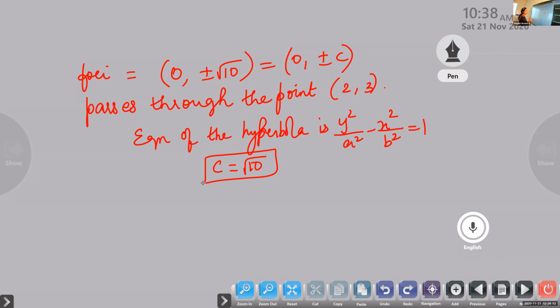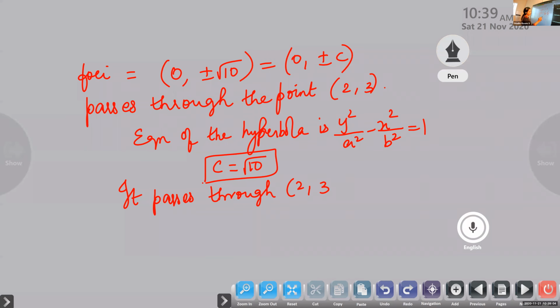Now it is given, it passes through the point 2, 3. So you can put x is 2 and y is 3. So we will get 9 by a square minus 4 by b square is 1. But we don't know what is a, what is b. If we get a and b, we can find the equation. But c is given as root 10. From here, what is c square?